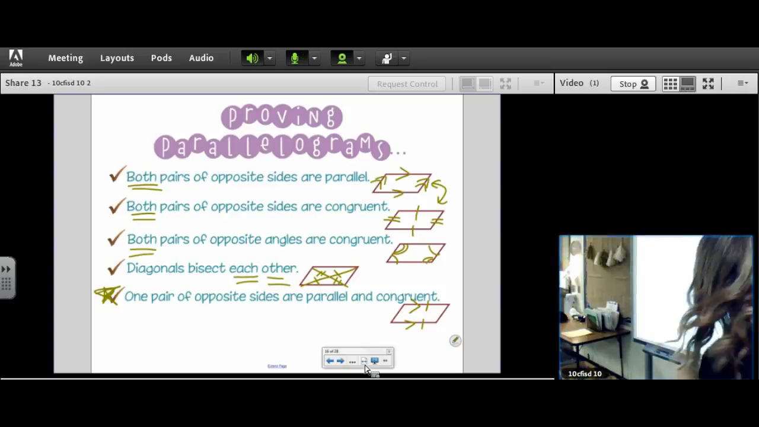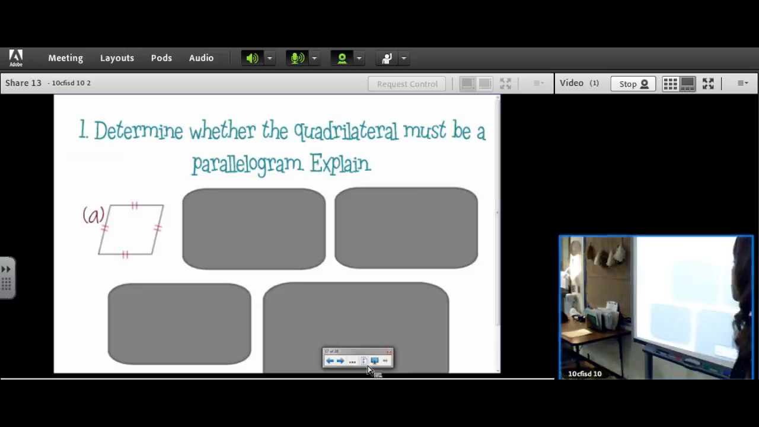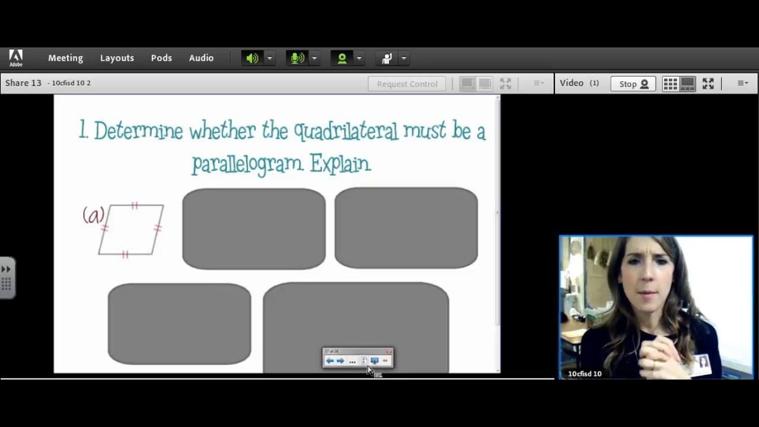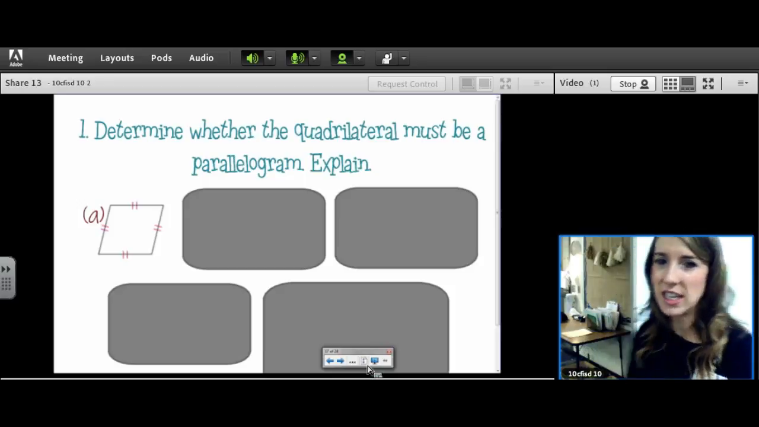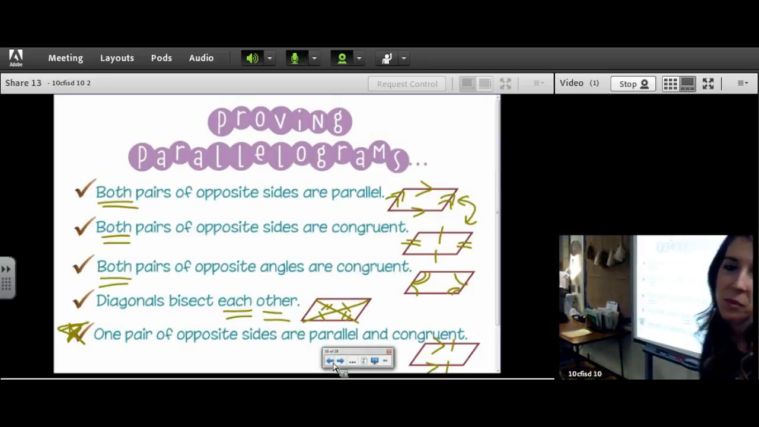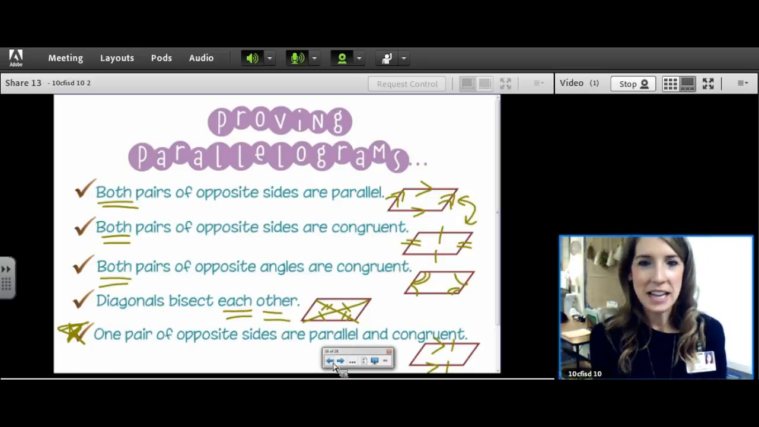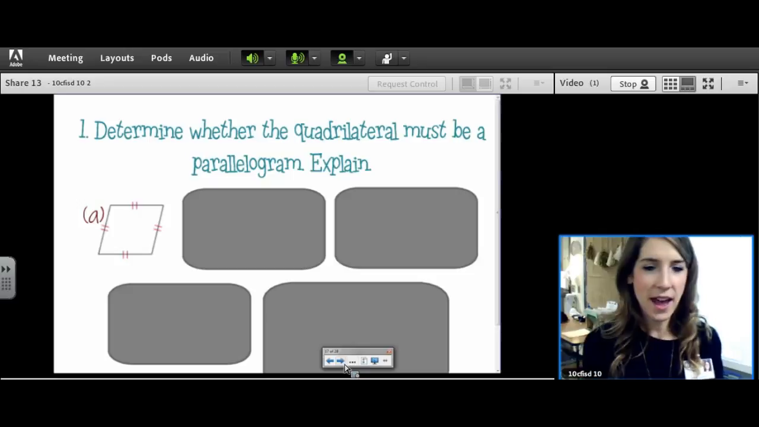Let's try some. Alright, look at that first one. Based off of our checklist, is that a parallelogram? Yes or no? Getting lots of yeses. Which condition does it satisfy? Both pairs of opposite sides are congruent, right? But it doesn't look like my picture here. All of the sides are congruent. Is that okay?